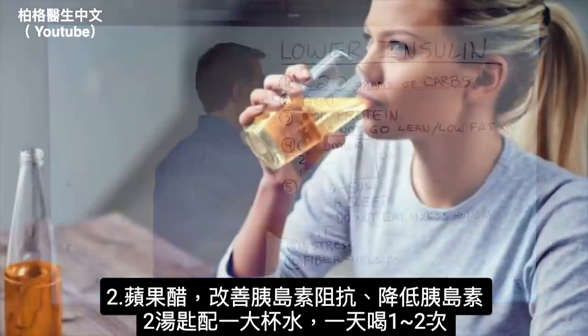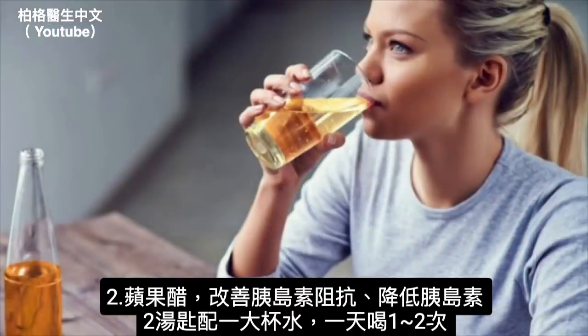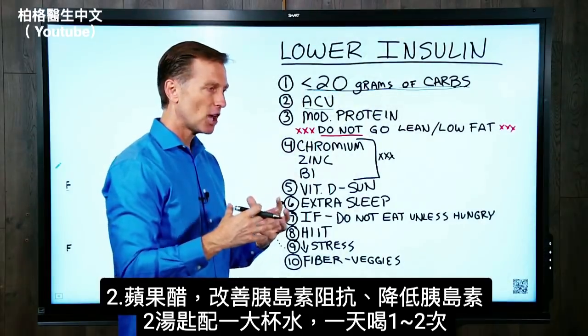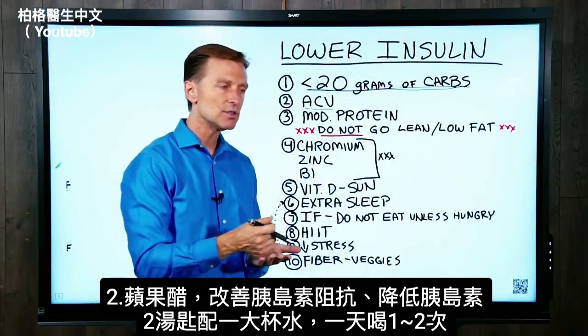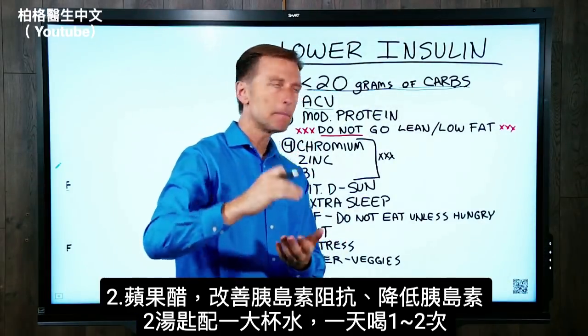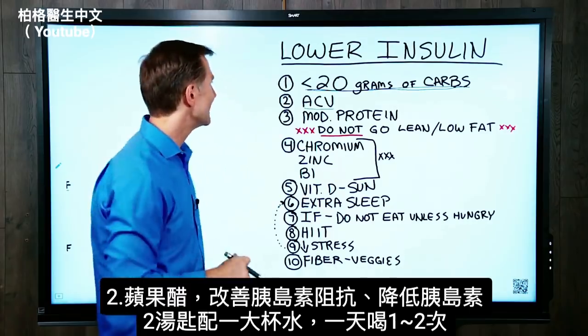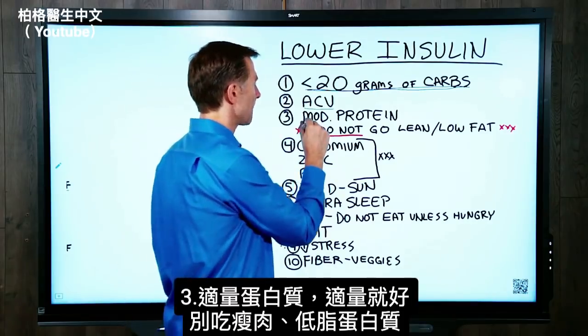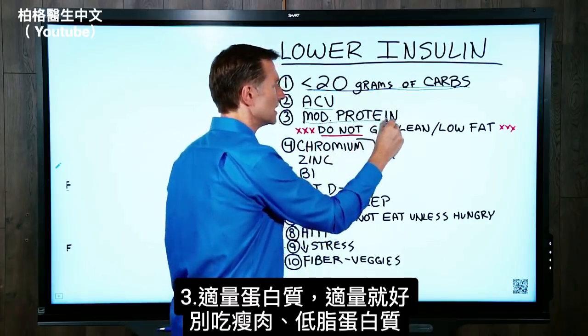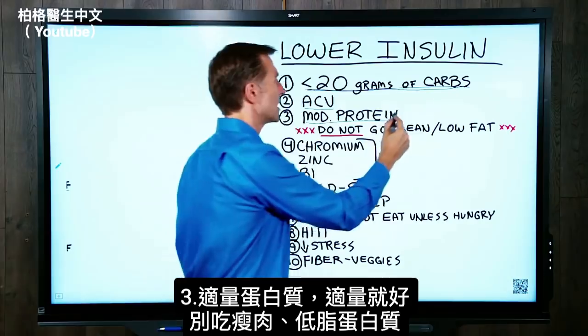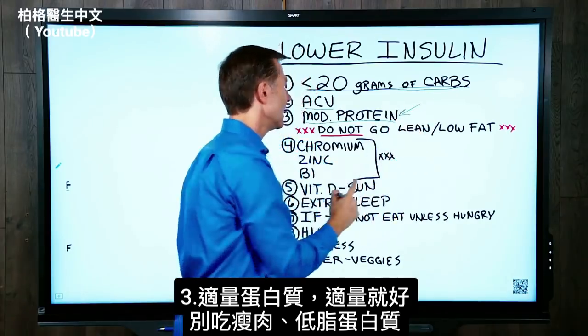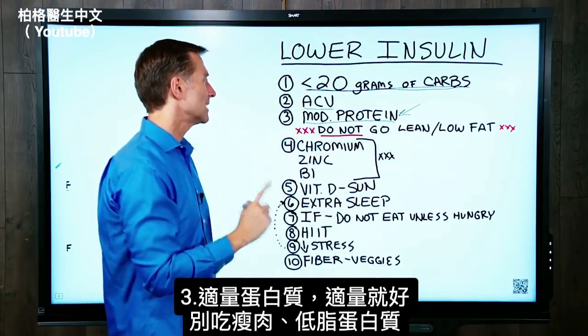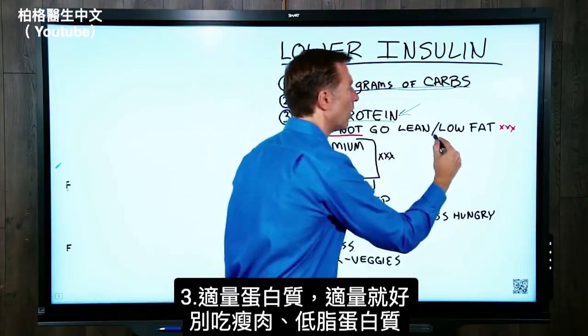Number 2, apple cider vinegar can also help something called insulin resistance, and it can help lower insulin. So you take 2 tablespoons in a big glass of water, drink that once or twice a day. Number 3, moderate amount of protein. This is where you can get into the moderation right here, your protein. But do not go lean. Do not go low fat. Why?